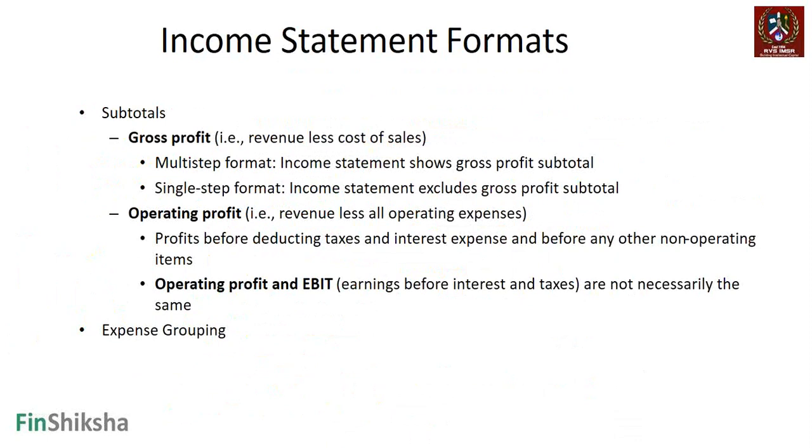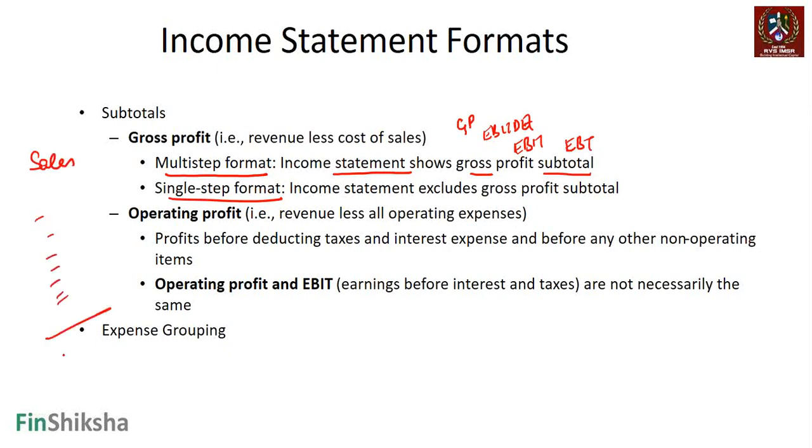Then we have to discuss very quickly what are income statement formats. What we saw just now was a multi-step format. The income statement usually shows gross profit subtotals. So it shows what is gross profit, it shows what is EBITDA, then it shows what is EBIT, then it shows what is EBT, and then it shows what is net profit. In a single step format, you will just say sales and keep putting all the expenses one after the other, and then finally you get to net profit, right?